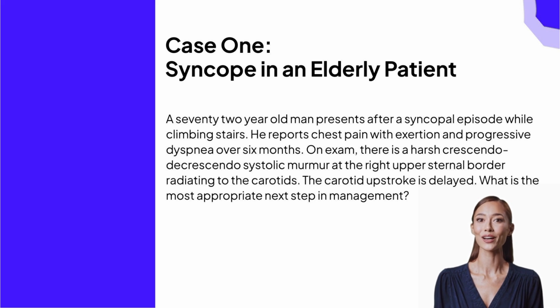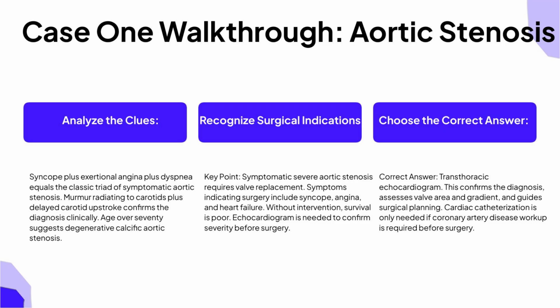Now, what are they going to ask? They want to know the next step. Keep this case in mind as we go through the answer walkthrough. Here's how to approach this question systematically. First, analyze the clues. The syncope, exertional angina, and dyspnea form the classic triad. The murmur characteristics and delayed carotid upstroke clinch the diagnosis.